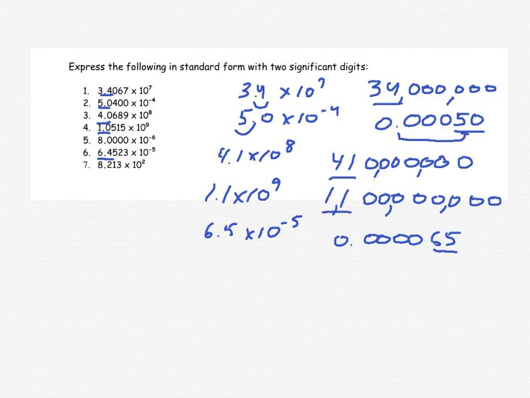And the last one will be 8.2 times 10 to the second. So it'll be 82 for one factor of 10, 820 for 2 factors of 10. And that completes the questions on that page.